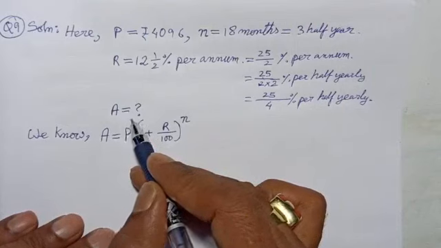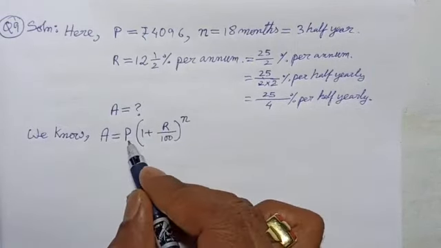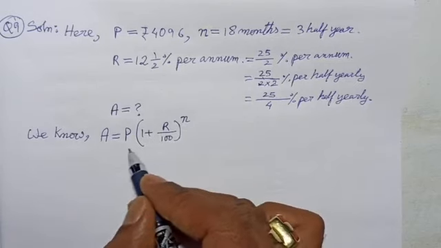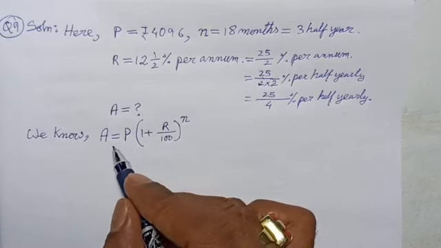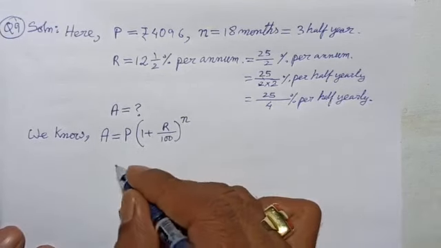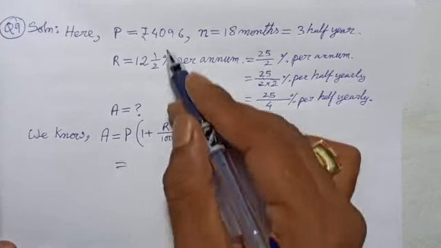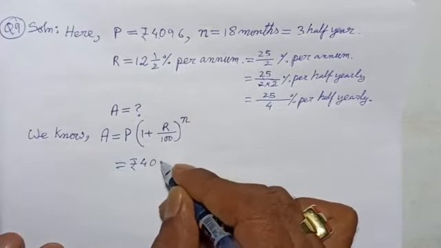Then we have to find out the amount. Now the formula: we know amount A is equal to P into 1 plus R by 100 whole power n. This is the formula of compound interest. Now next step. Principal P is here, so write this rupees 4,096.